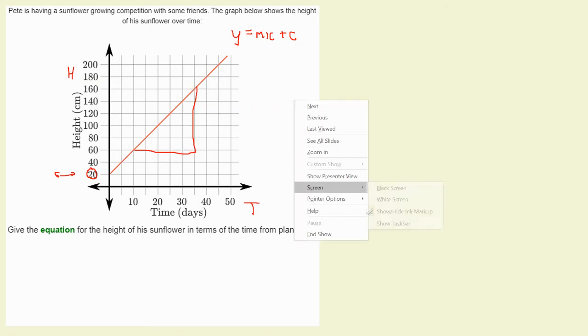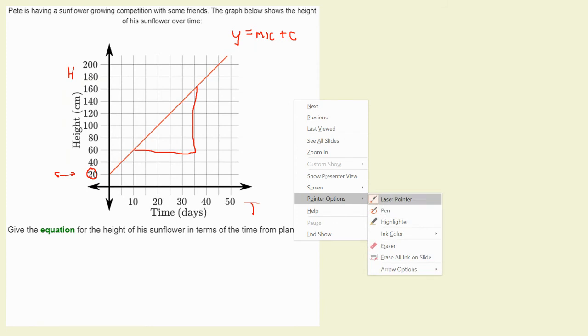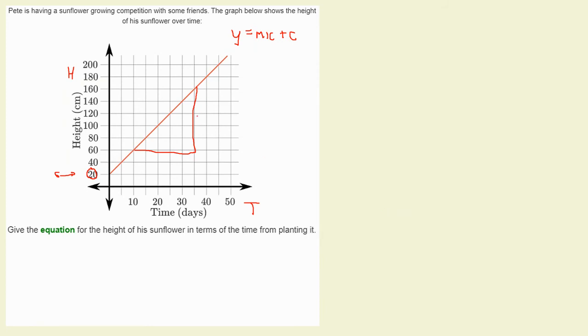Choose any 2 points on the graph. That's fine. Big space means you're generally more accurate. So what have I got here? My rise. I go up from 60 to 160. So my rise has been 100.